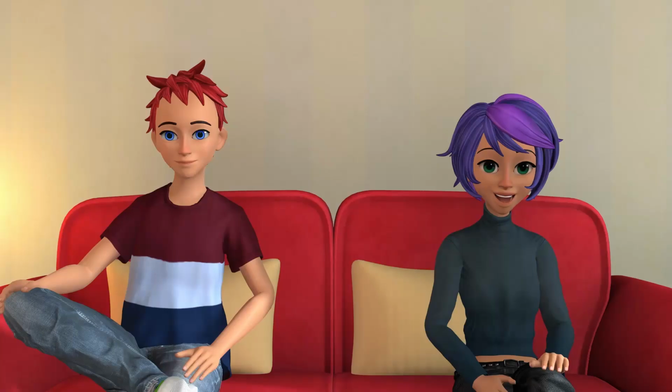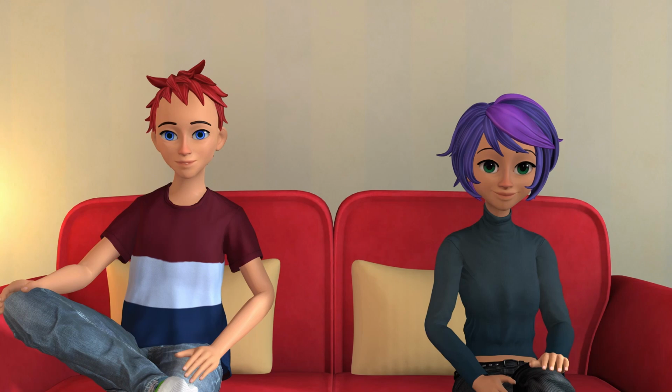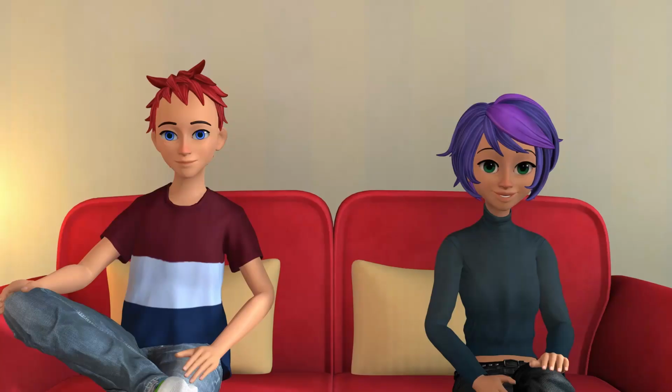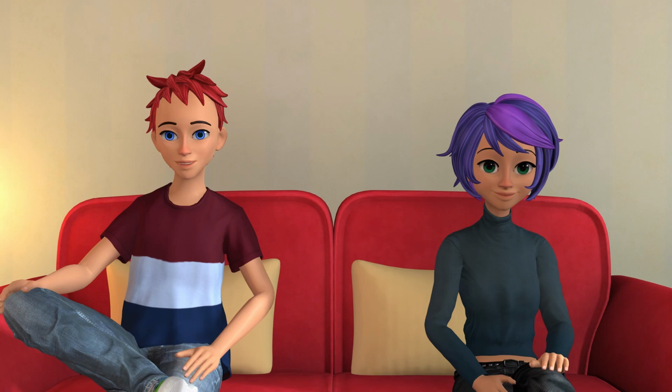She built the entire model herself. She blamed herself for the mistake. She cooked dinner for herself last night. She fixed the computer herself.